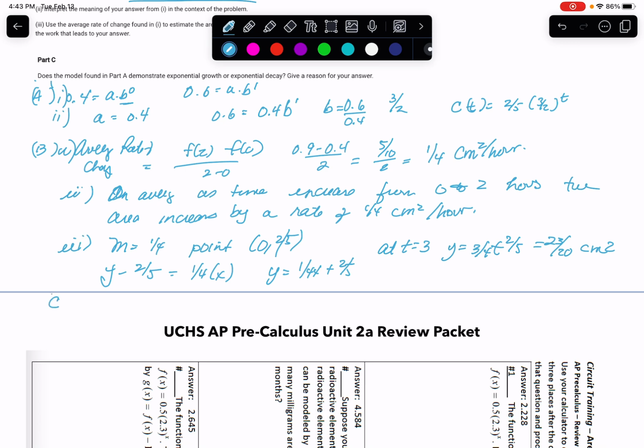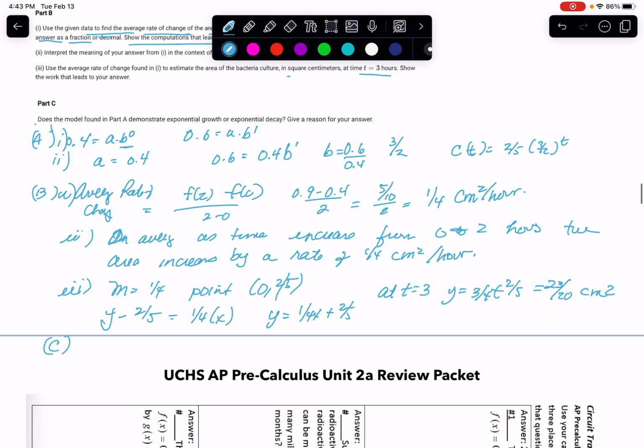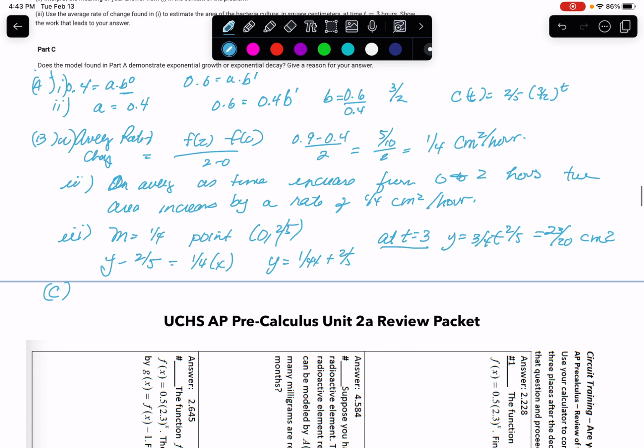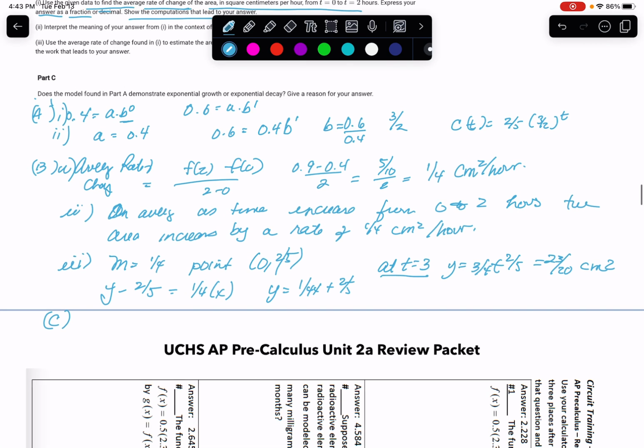And then C says, does the model demonstrate exponential growth or decay? Did we do the 3 hours? I always skip that. So then, yeah, we did at 3 hours. Okay. So then we go back to C, does it model exponential growth or decay?